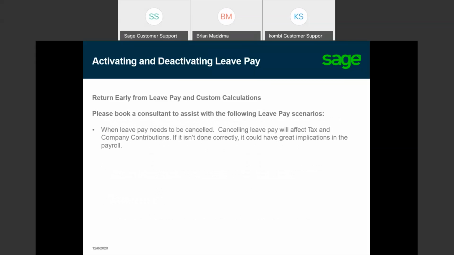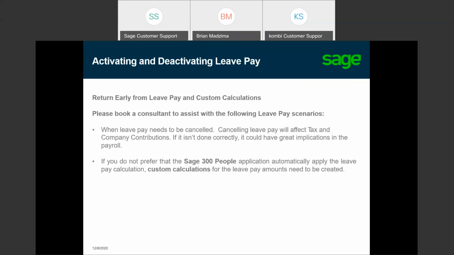So if you have employees that return early from leave pay, or you would like to use custom calculations, it's advisable that you please book a consultant to assist with the following leave pay scenarios. So when leave pay needs to be cancelled, cancelling leave pay will affect tax and company contributions. So if it isn't done correctly, it could have a great impact on your payroll.